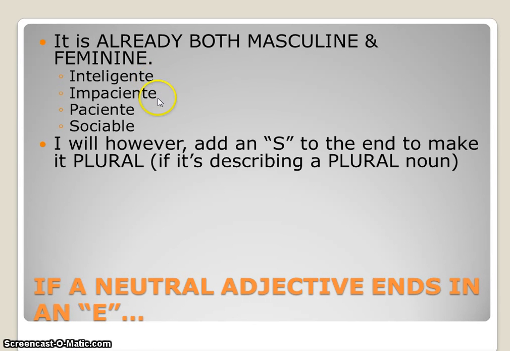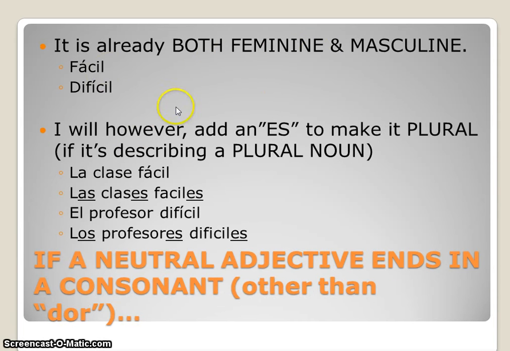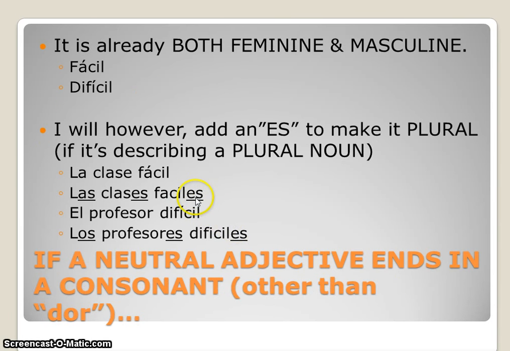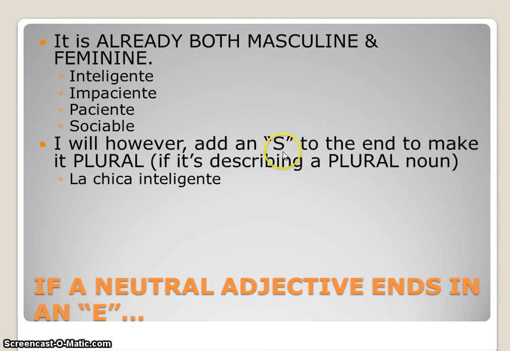For adjectives that end in an E, here are examples of those. Inteligente, impaciente, paciente, sociable. All of these, again, are already both masculine and feminine. So just like these, they're both masculine and feminine. I'm not changing the spelling according to gender. I am, however, adding an S to make it plural. Now, since these already end in an E, I don't have to add an ES like I do for these adjectives. I just need to add an S.